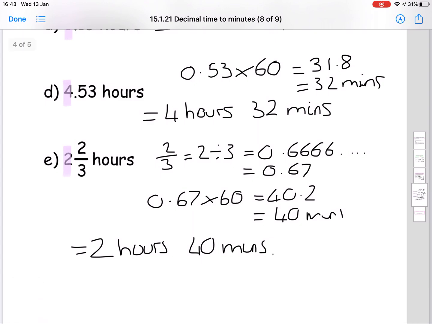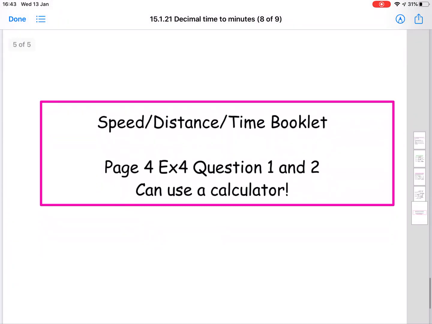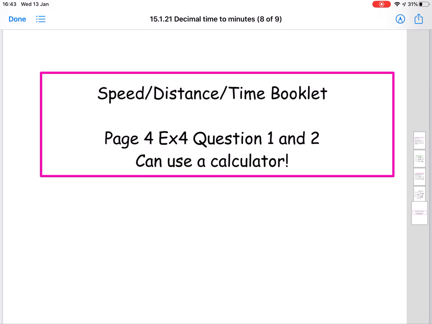So that's the type of questions I'm going to get you to do in this lesson today. In your speed distance time booklet that is on the Teams page, and we've used that for a few lessons now, we're going to be looking at page 4, and it's going to be exercise 4, question 1 and question 2. Make sure you're looking at the right exercise number there as well. Again, you're going to have to use a calculator for this today. Either use an actual calculator, or if you don't have one, you can use the calculator on your phone or your iPad, laptop, whatever it is you're using to do your online lessons.